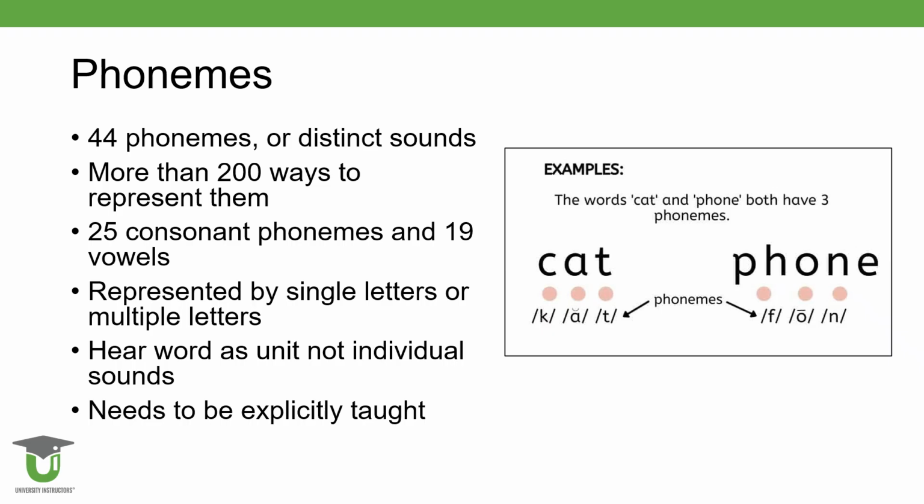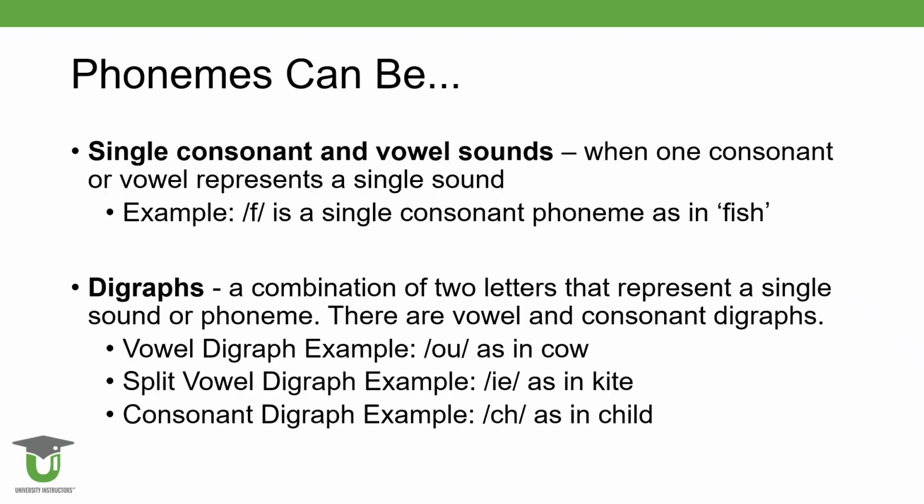Since hearing individual sounds in a word is not necessarily automatic, we must explicitly teach students the skills that they need. Similarly, in order to spell words, we must be able to segment or take apart sounds in words. A phoneme is when one consonant or vowel represents a single sound. An example, f is a single consonant phoneme, as in fish.